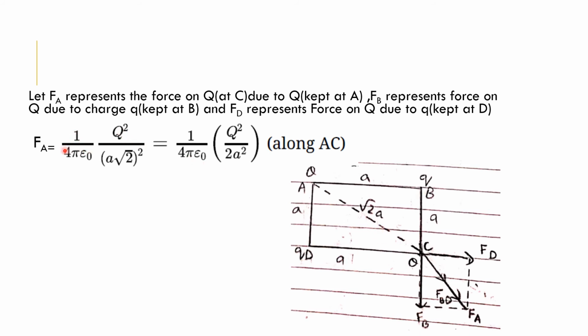So FA is equal to 1 by 4 pi epsilon naught Q into Q. This is the force we are finding, FA, the force on this Q due to this capital Q. So Q into Q, Q square, by distance root 2A whole square, that is 1 by 4 pi epsilon naught Q square by 2A square, along AC. The second one is FB. What will be FB, the force between this small q and capital Q? So 1 by 4 pi epsilon naught Q into Q divided by distance A square, along BC.